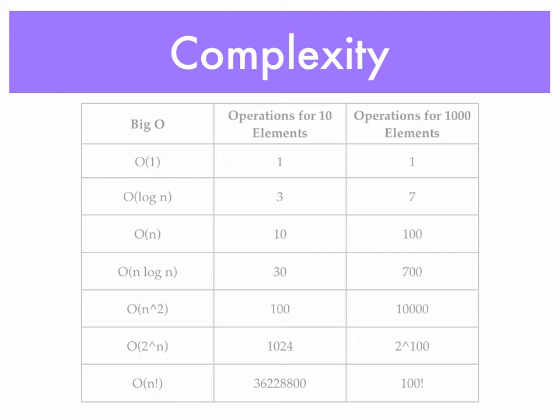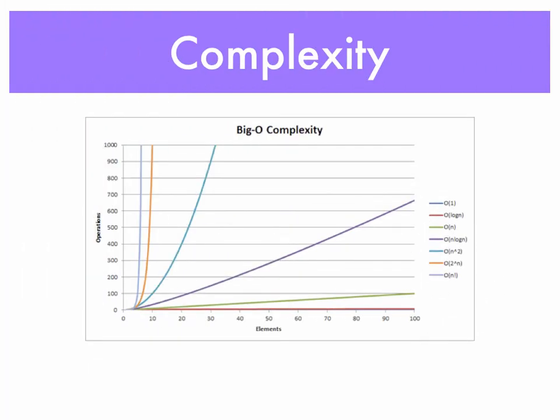So in the first row, we've got O of 1. That's constant time. If an algorithm is O of 1, it takes one operation for 10 elements. It takes one operation for 1,000 elements. It takes one operation for 1,000,000 elements. It's constant time. We're going to come back to this chart. We're also going to look at that chart in graphic form, and here it is. We'll come back to these both several times.